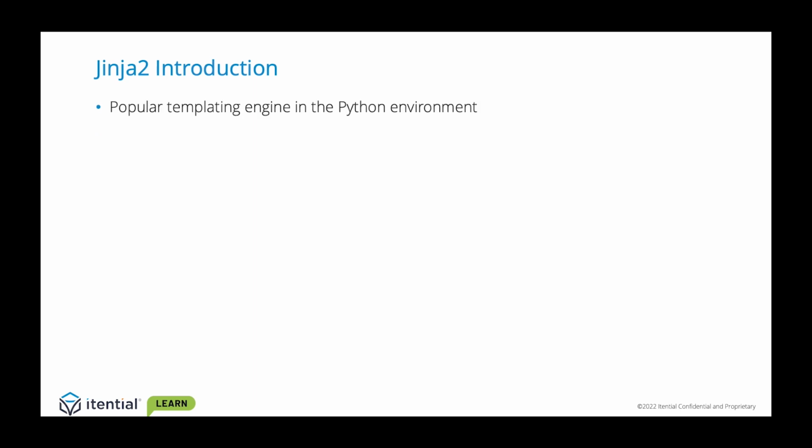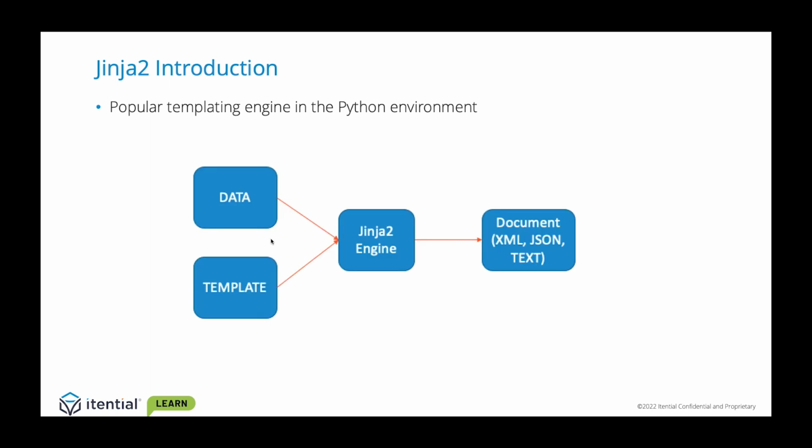Jinja2 is a very popular templating engine in the Python environment. How does Jinja2 work? Actually, it's quite simple. In Jinja2, there are two main components. One is the template, and the second is the data. The template is for the document that you want to create.